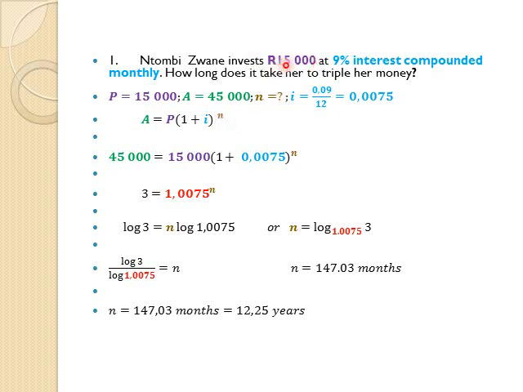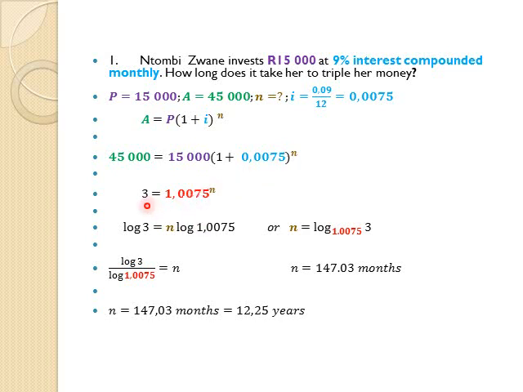Take note, it's a once-off investment, it's not a regular payment. So A is 45, P is 15, i is 0.0075 to the power n. So we substitute the values. There is 15,000 times that, so to get rid of it, 45 divided by 15 would give me 3. So 3 equals 1 plus 0.0075 to the power n.